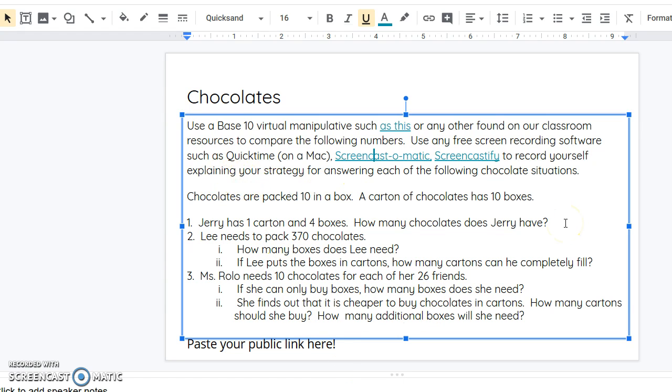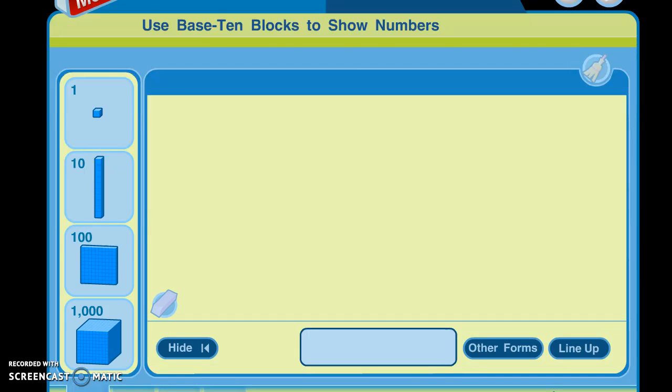The information we do know is that Jerry has one carton and 4 boxes. So if we write it down, one carton and 4 boxes. Alrighty, I'm not too sure when that cut off. So let's just quickly go over this one more time.